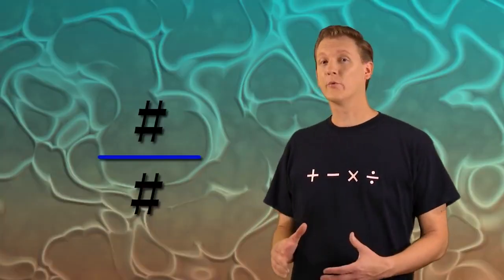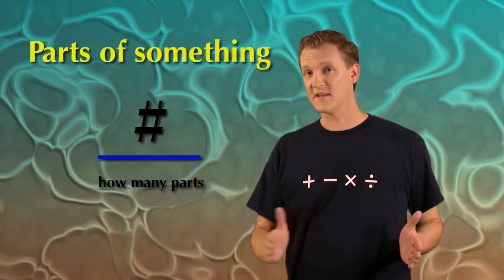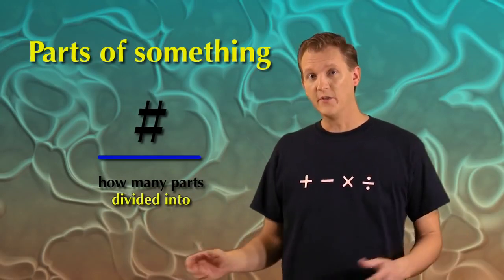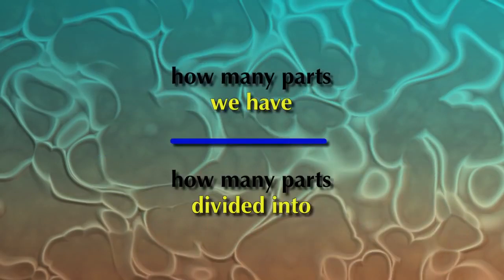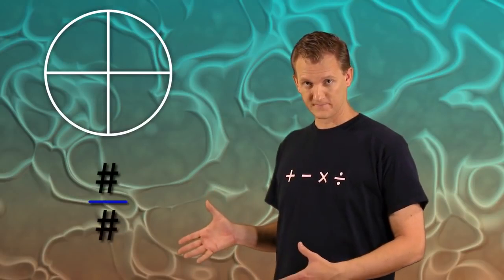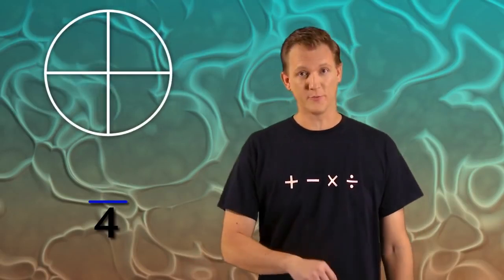Remember, fractions are used to represent parts of something. And the number on the bottom tells us how many parts that something is divided into. The number on top tells us how many of those parts we have. For example, let's write a fraction for our drawing here. I divided the circle into 4 parts, right? So the number on the bottom will be 4. And I still have all 4 of those parts, so the number on top will also be 4. I have 4 out of 4 parts. That means I still have a whole circle.